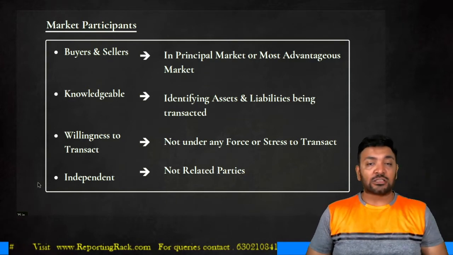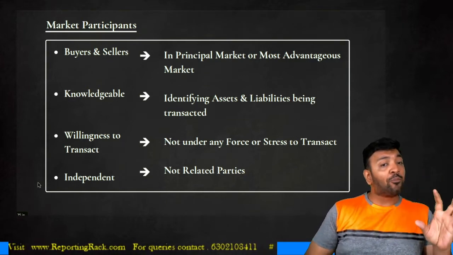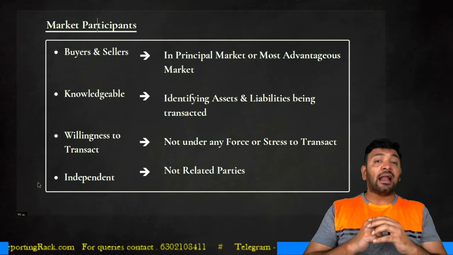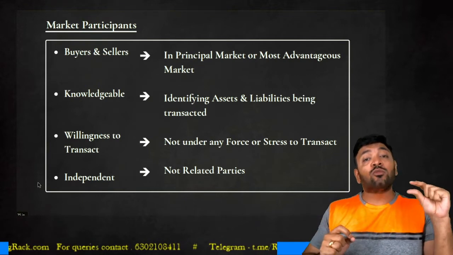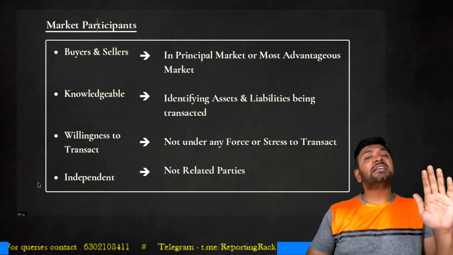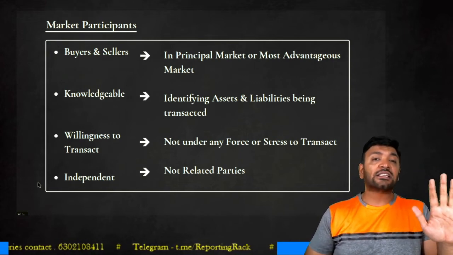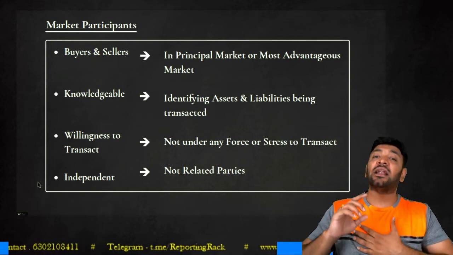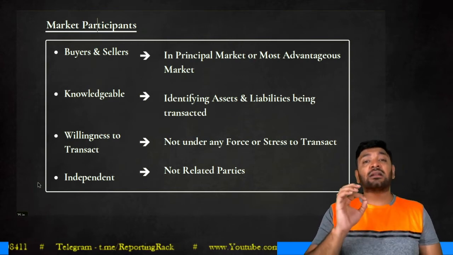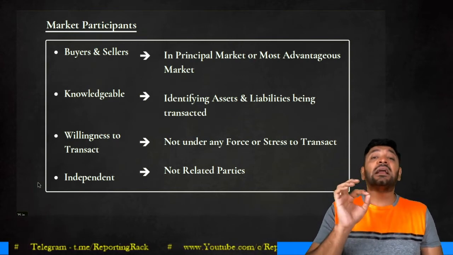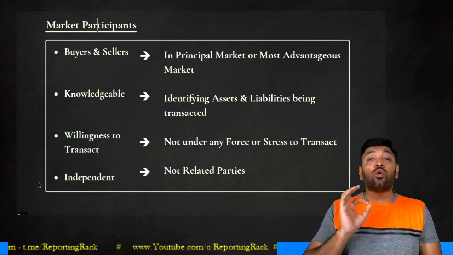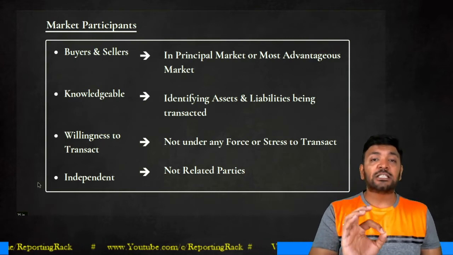I have a share of Infosys. That share of Infosys is traded both on BSE as well as NSE. Out of both, I find that NSE has recorded more volume than BSE. Then in such cases, NSE, the National Stock Exchange, should be considered as my principal market and not the Bombay Stock Exchange. Clear? So a principal market is a market in which the highest volume of similar transactions have occurred.